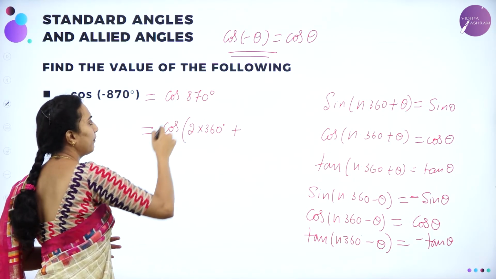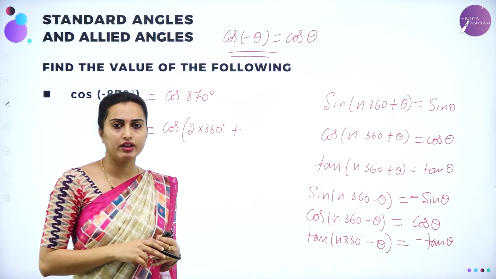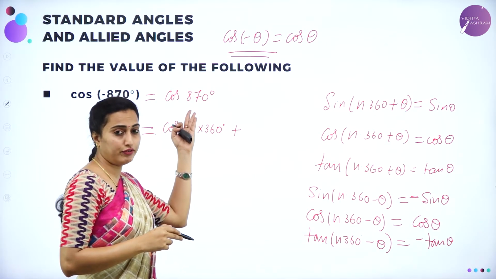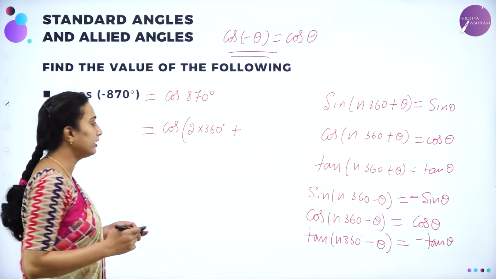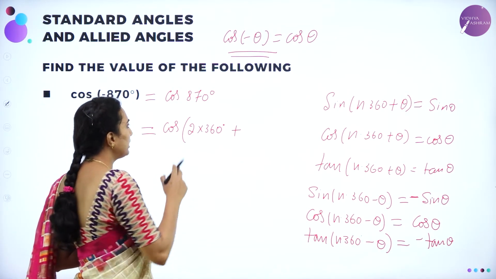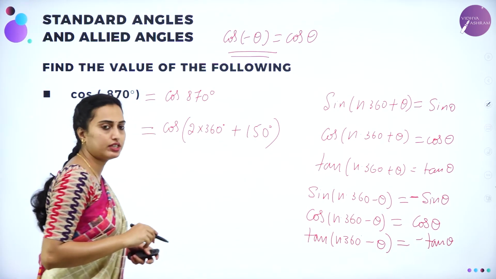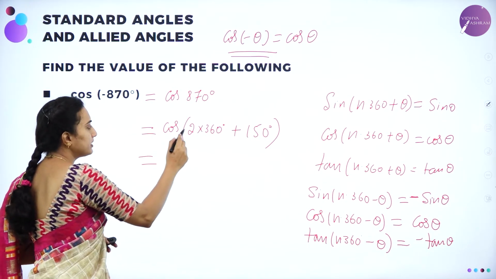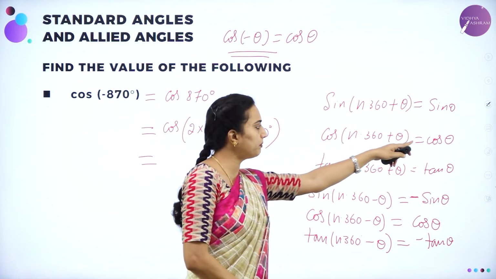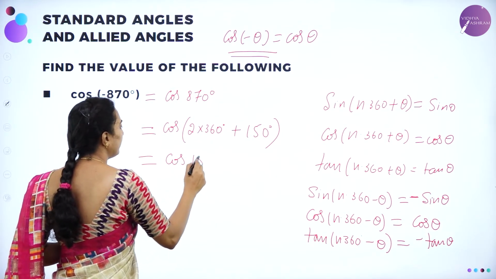How much degree do you have to add for this one? 720 degree plus the value of 150 degree. Now you can write this as 2 into 360, which is 720 degree. 720 degree plus 150 degree gives you what? 870 degree. Now you know already cos of n into 360 plus theta is cos theta. Therefore, I can write it here as cos 150 degree.